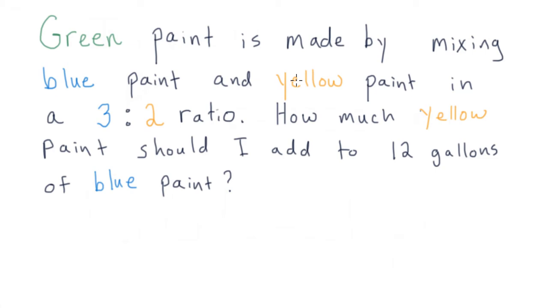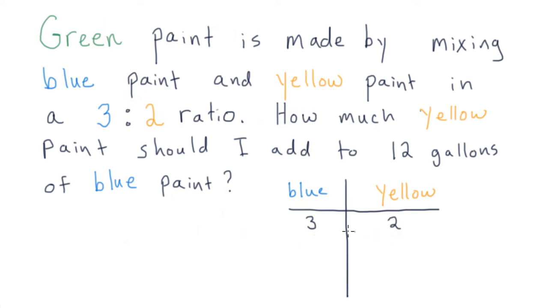This is straightforward. This is the type of thing we've seen over and over again. We can make some kind of ratio table, or you can just set up a proportion and cross multiply, however you want to do it. I'm just going to make a quick table. So if we have blue and yellow, I know that if I have 3 gallons of blue paint, I should have 2 gallons of yellow.